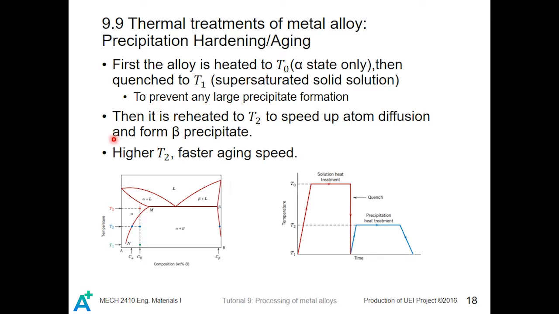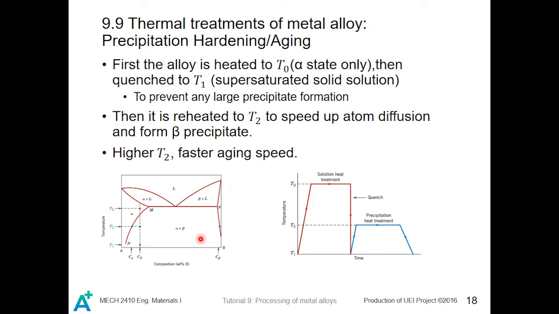And then after it is quenched to T1, it is reheated to some temperature above T1, for example T2. Be careful that T1 and T2 must be in this region, where there is a second solid phase. Because the temperature is now higher and the diffusion rate is higher, we can control the size of the second phase precipitates, and by this way we can control the hardness and the resultant strength.